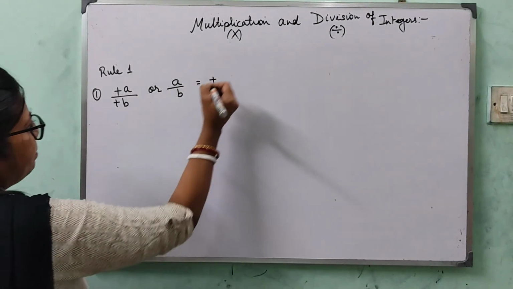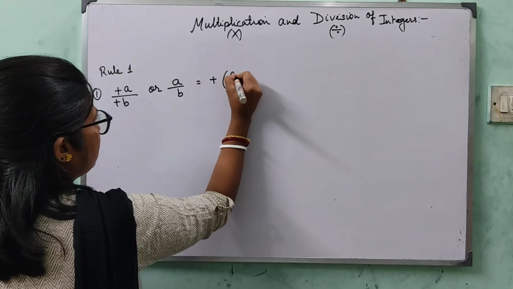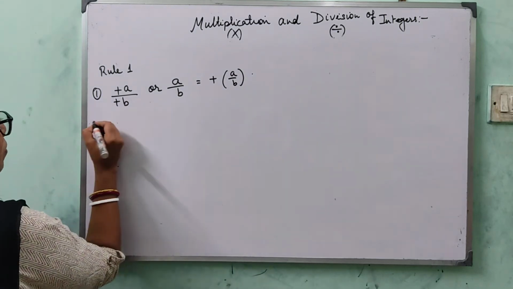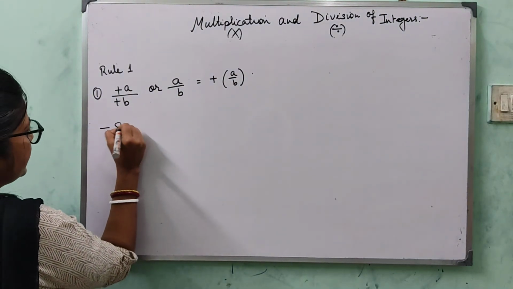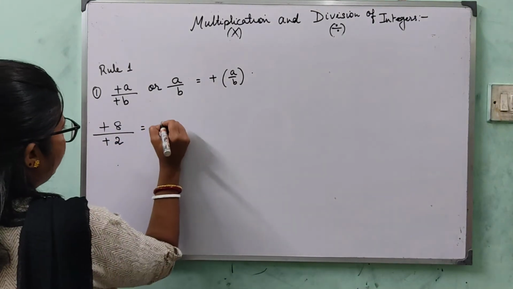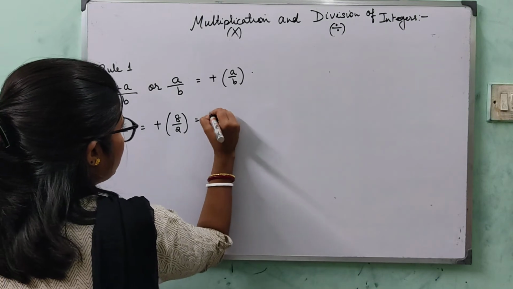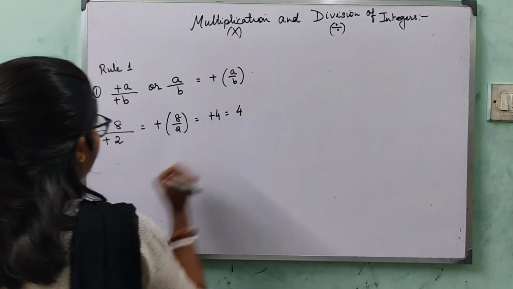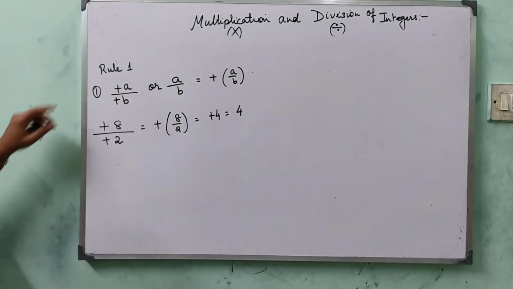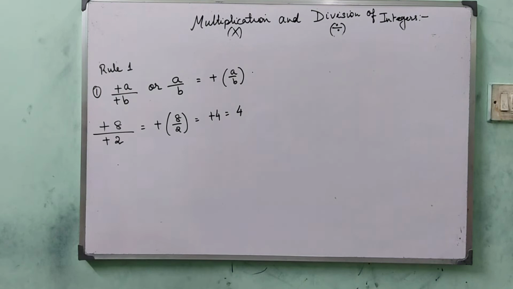Say for example, plus 8 divided by plus 2. So it is plus 8 by 2. What is 8 by 2? 4. So plus 4 or simply 4. So if the numbers involved in the division both have the positive signs, then the answer will also have a positive sign.